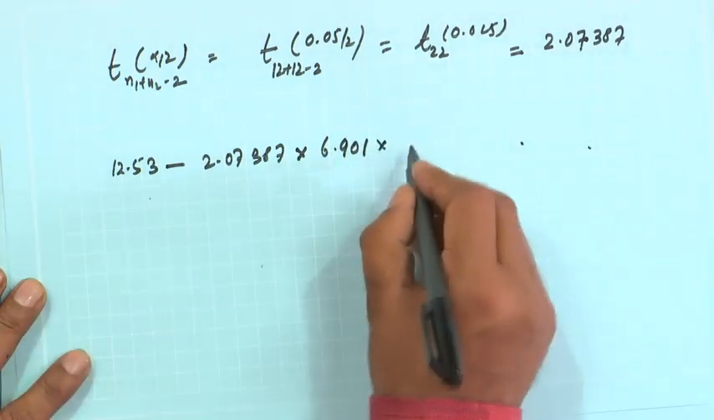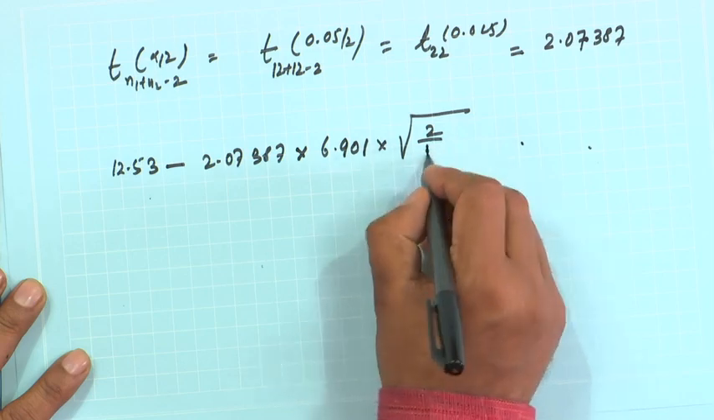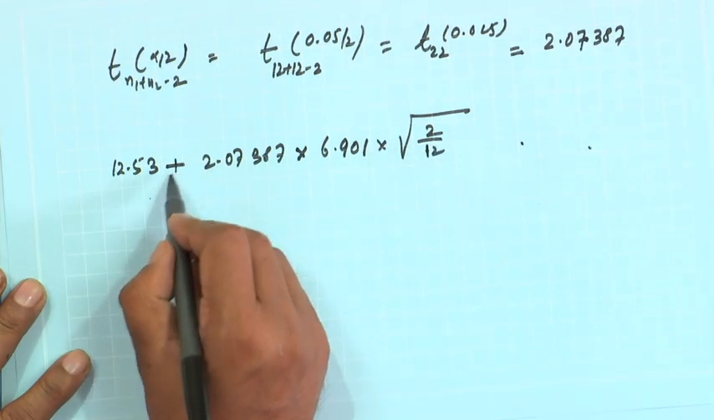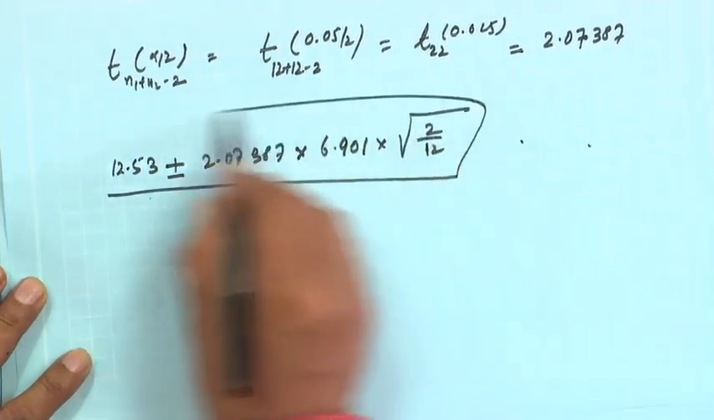6.901 into root over 2 by, and that is 1 by 12 plus 1 by 12, 2 by 12, this plus minus, this is the interval. Okay. So you calculate this.